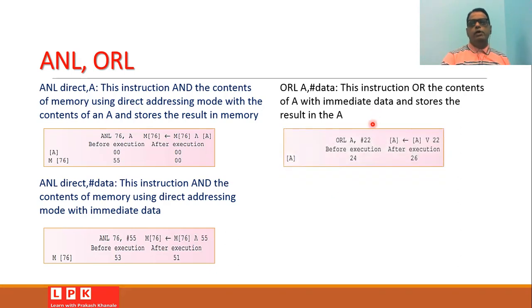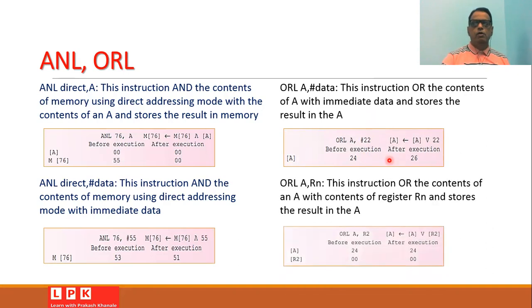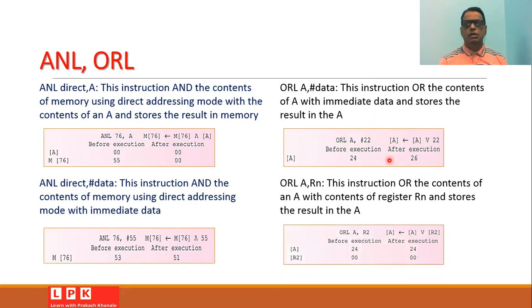For example, if we write ORL A comma hash 22, and the content of A is equal to 24, then after this OR operation, we will get the result in accumulator equal to 26 hexadecimal. We can OR the content with the register by using the instruction ORL A comma R2, and if A has 24 and R2 has 00, then after the execution of this instruction, we will get the result equal to 24 hexadecimal in accumulator.